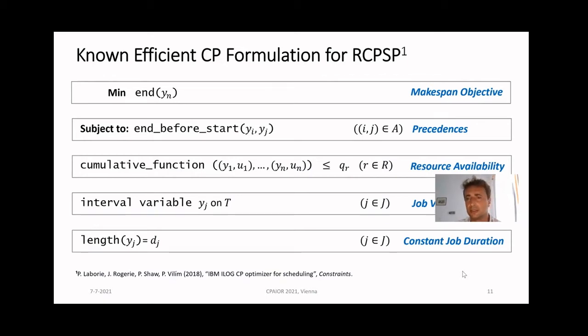A cumulative expression helps us respect all the resource consumptions over the horizon, and regular precedence constraints here make sure that the precedence relationships are respected. We minimize the end time of the terminal job.